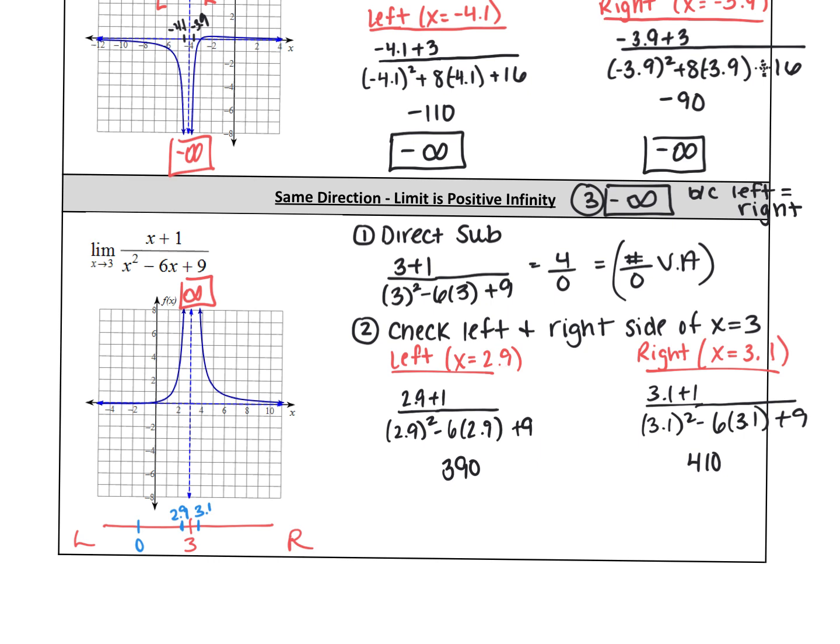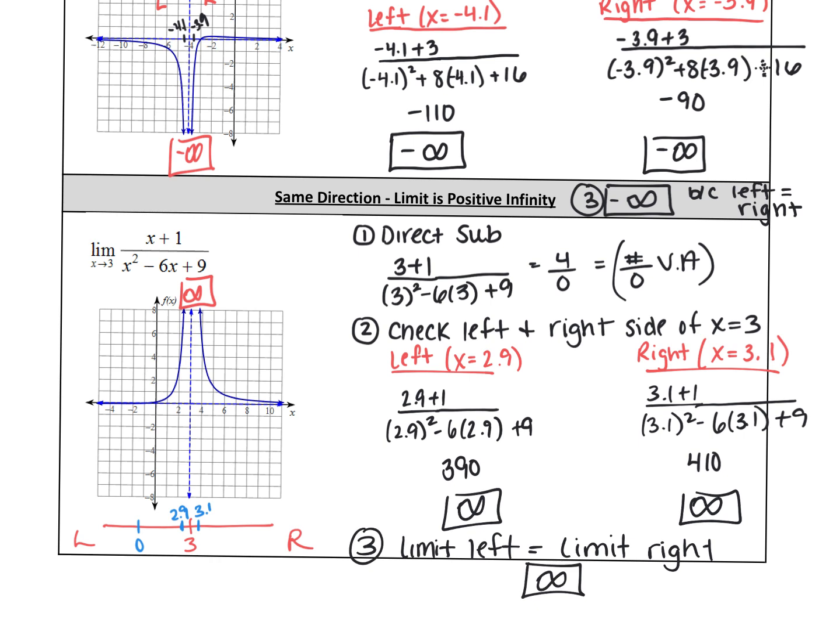So I plugged 2.9 in for x, I got 390. I plugged 3.1 in for x, and I got 410. So since these numbers are positive, we know that the graph, since it's a vertical asymptote, is going to go to positive infinity on both sides. So since the limit from the left is equal to the limit from the right, we know that this limit must be infinity. Both sides are going to infinity.